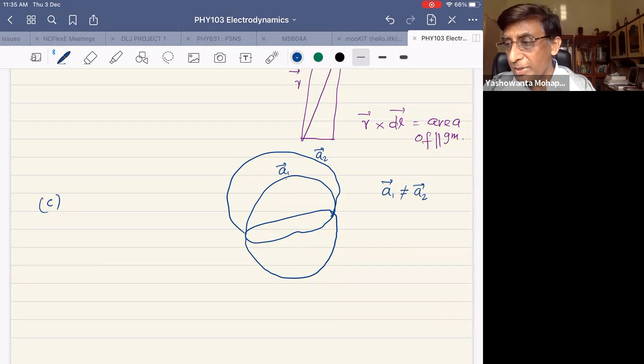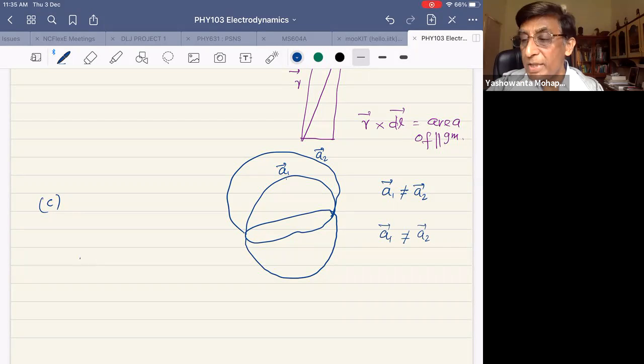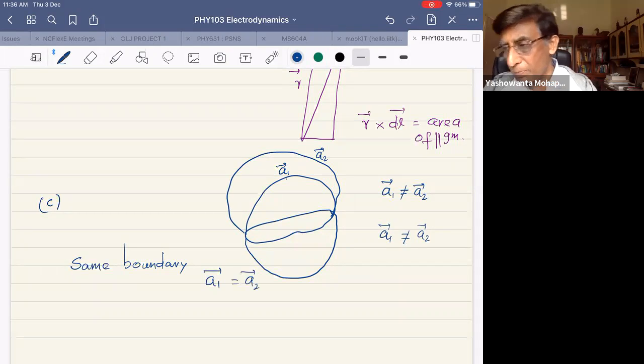Which means A1 and A2 cannot be different, because for A1 with this closed surface it is 0, and for A2 with this closed surface it is 0. So for the same boundary, A1 and A2 are the same. For the same boundary, the surfaces' vector area A1 must be equal to A2. A simple contradiction argument.